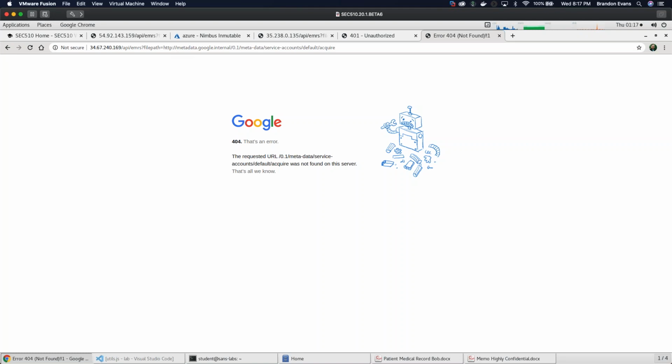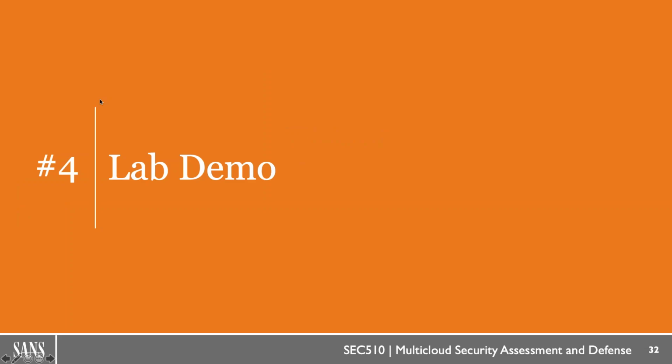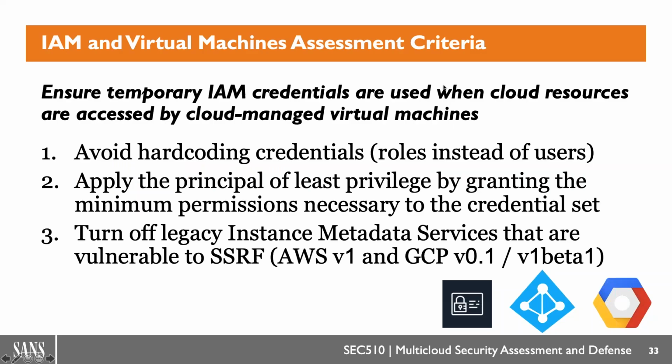So back to the slides. This is a summary of the mitigation strategies. We need to make sure that we are using temporary credentials. Now, we actually got this right from the onset in our environment, but believe it or not, there are some cloud users that allocate permanent credentials to their virtual machines.